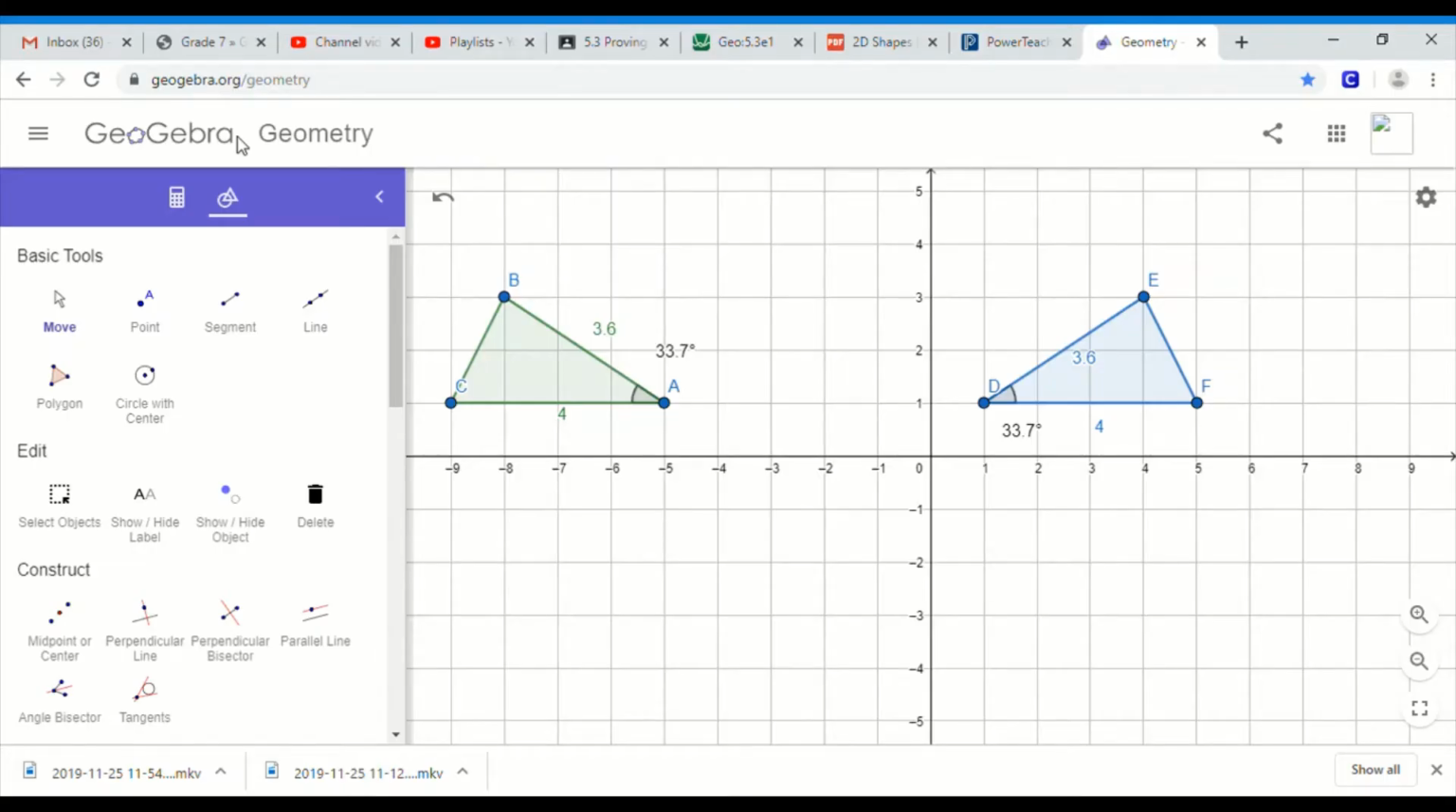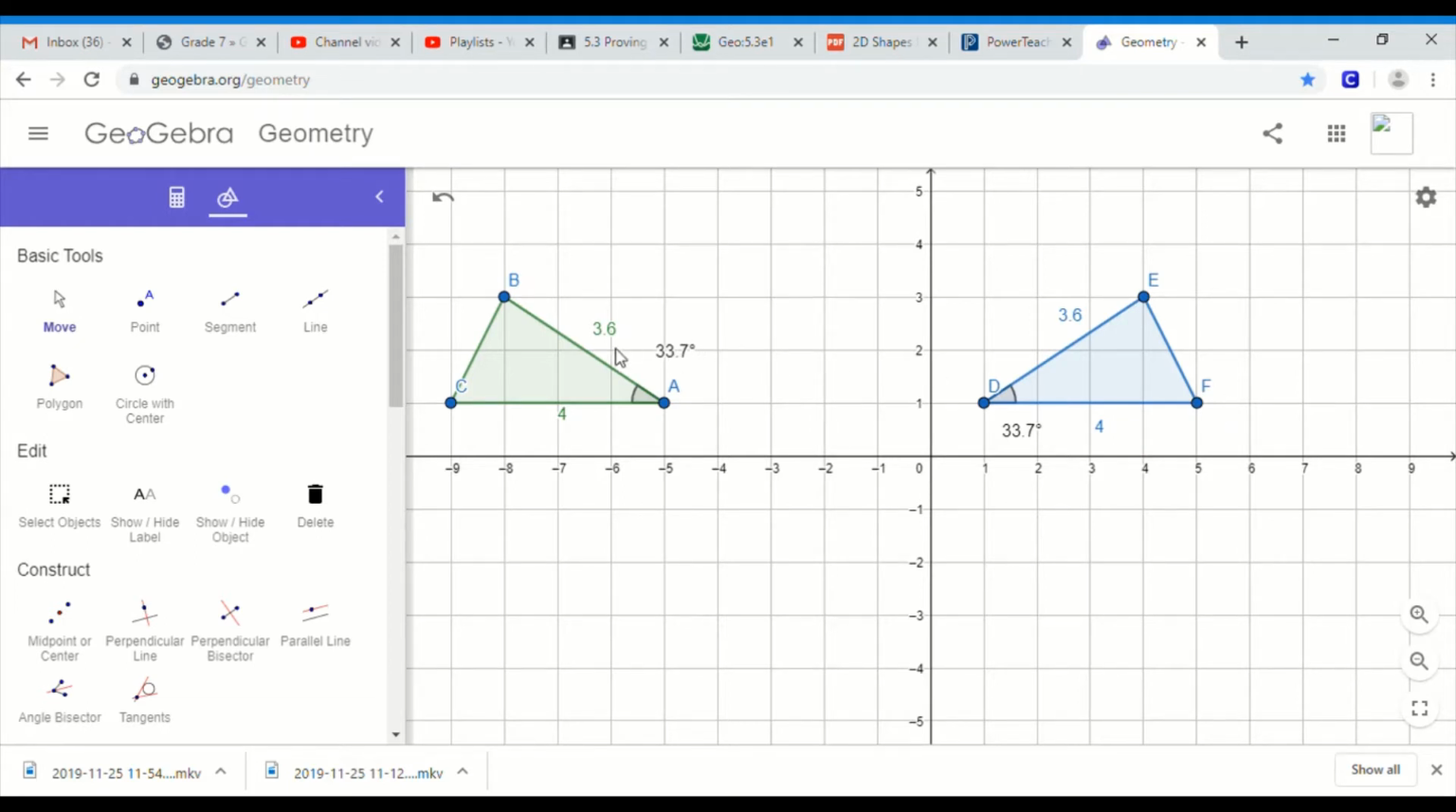All right, so we have two triangles here, ABC and DEF. And if you notice, you'll see that the line segment AB from A to B is 3.6, and that seems to be congruent with my line segment DE. Also, notice that angle A is congruent to angle D and that AC is congruent to DF.